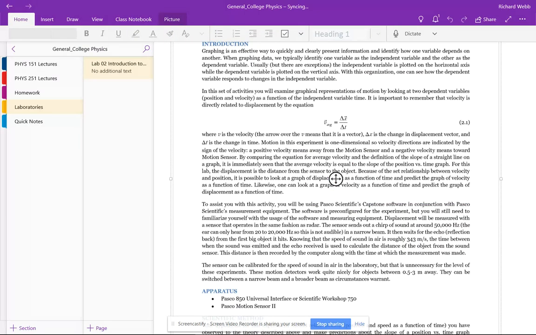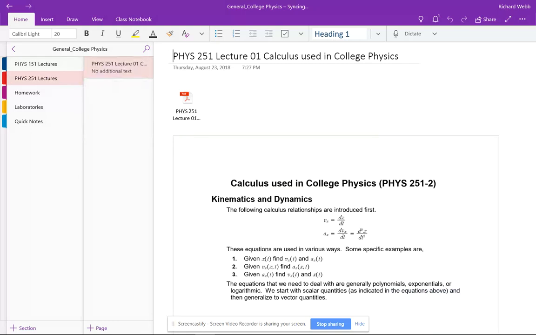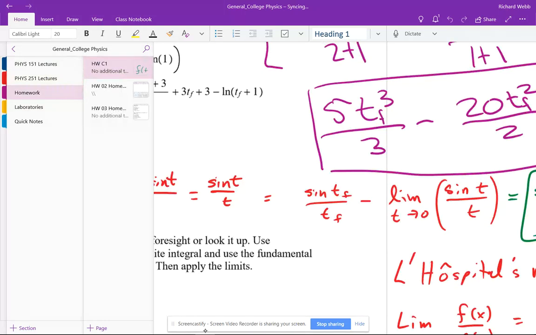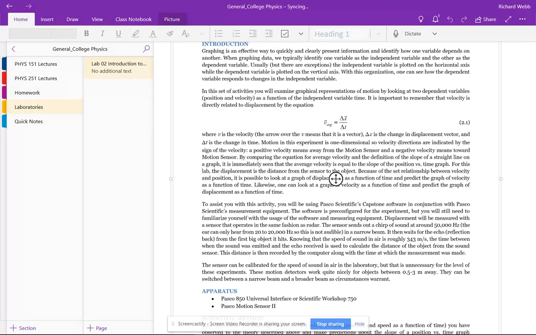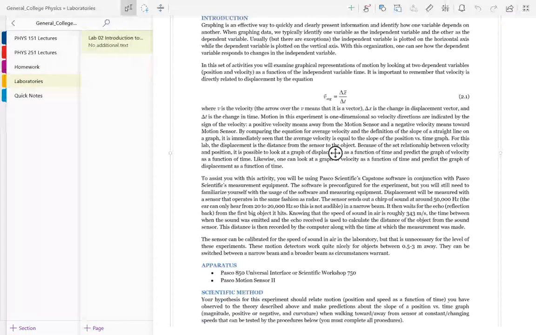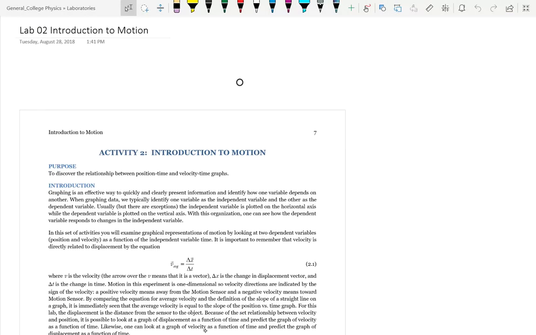There we go. It has right now the lectures for the first 4 lectures and calculus, the first lecture. In homework, here's the calculus solutions we just did today, you guys. And the laboratory stuff. So I just want to make sure you know where to find that stuff. Hopefully that works out conveniently for you.